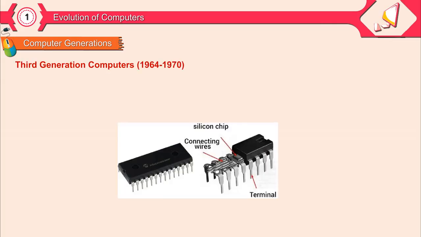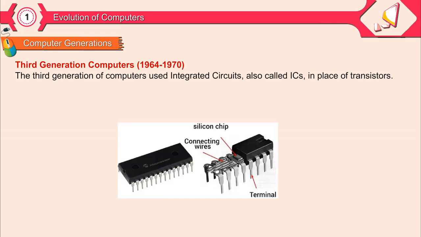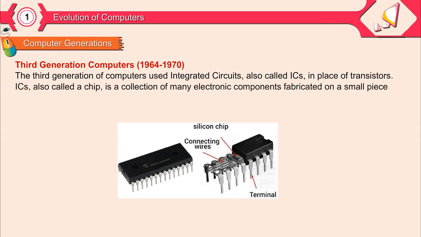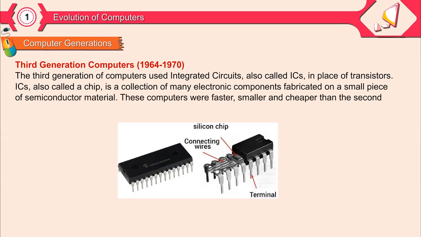Third generation computers, 1964 to 1970. The third generation of computers used integrated circuits, also called ICs, in place of transistors. An IC, also called a chip, is a collection of many electronic components fabricated on a small piece of semiconductor material.